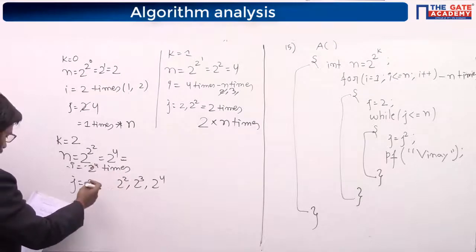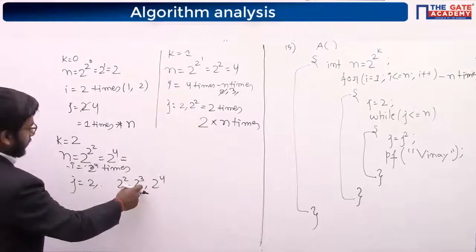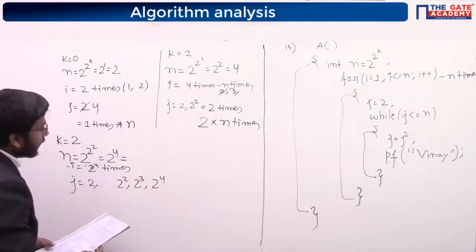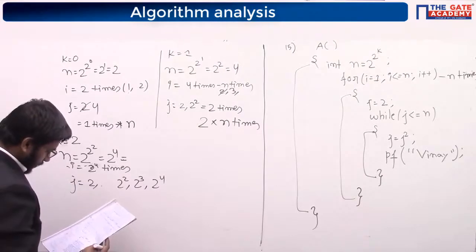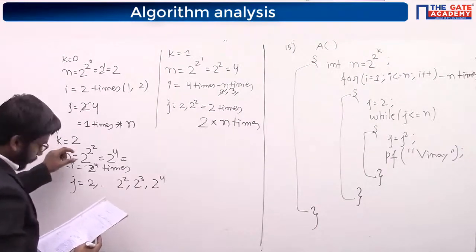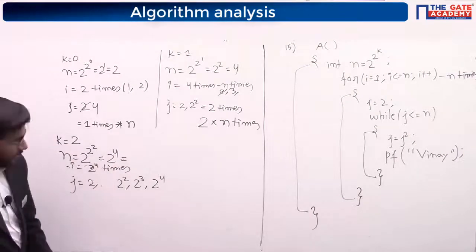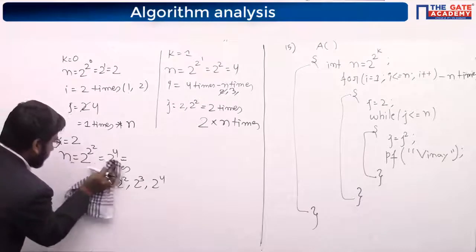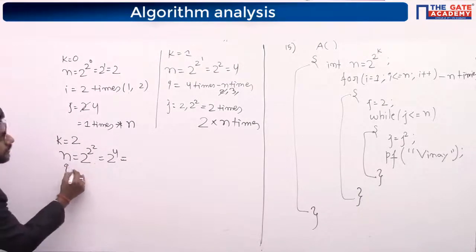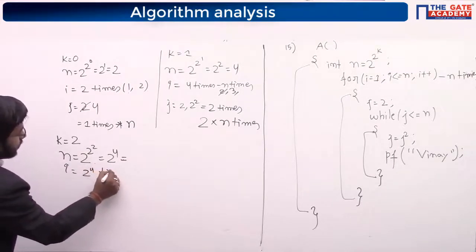I have written 1 2 3. This is smaller. Now it's 2 to the power 4. It should be n into 2. When k is 2, n is equal to 2 to the power 4. Okay, so let me do it step by step, otherwise it will get a little bit confusing. So when i is going to execute 2 to the power 4 times.